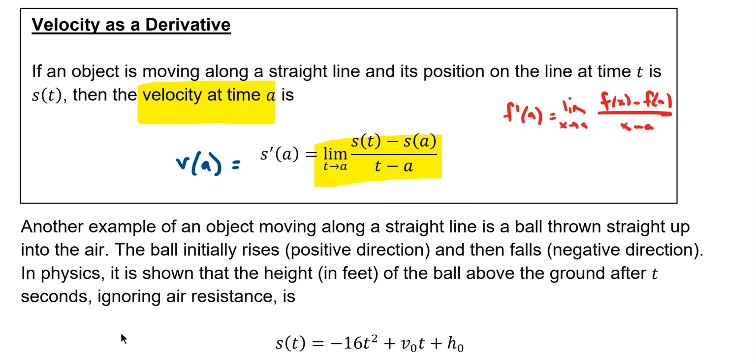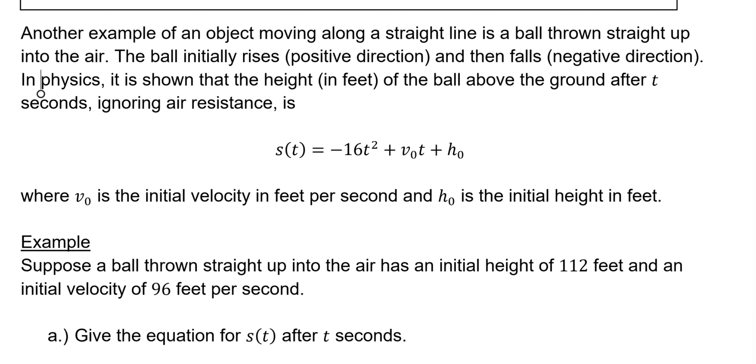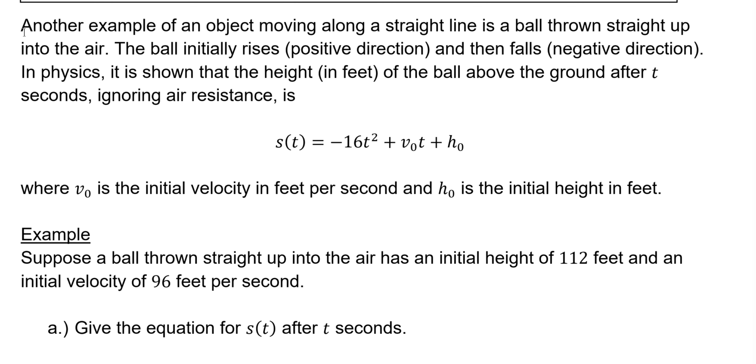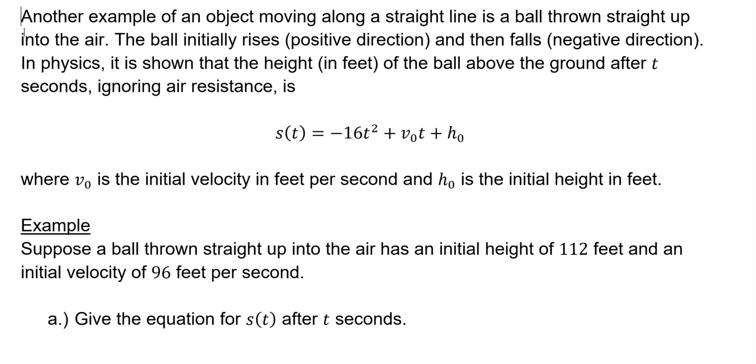So let's go ahead and answer one question using this concept. Hopefully it's not as bad as it seemed. So let's say we have a ball that's thrown straight up into the air. The ball is going to initially go up, and then it's going to, of course, fall down due to gravity. So we're going to say that when the ball is rising, that's a positive direction. When the ball is falling, that's going to be a negative direction.